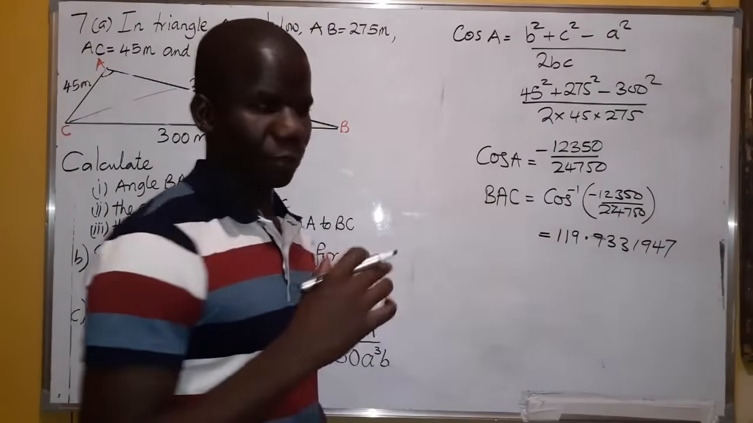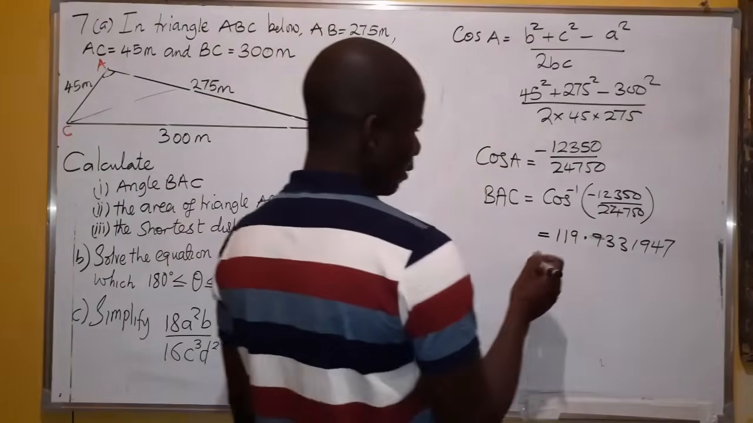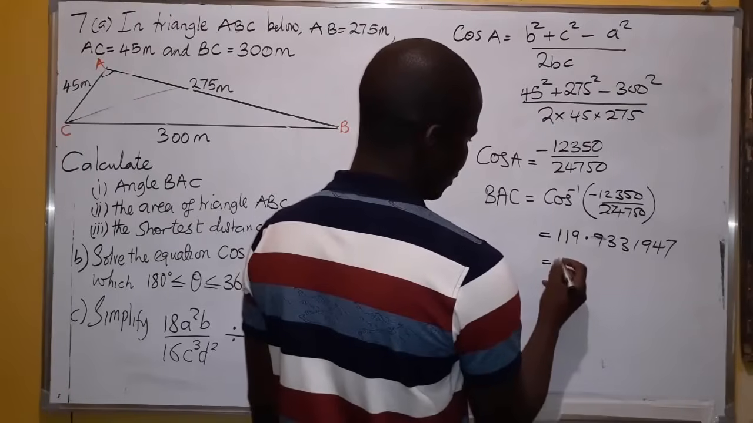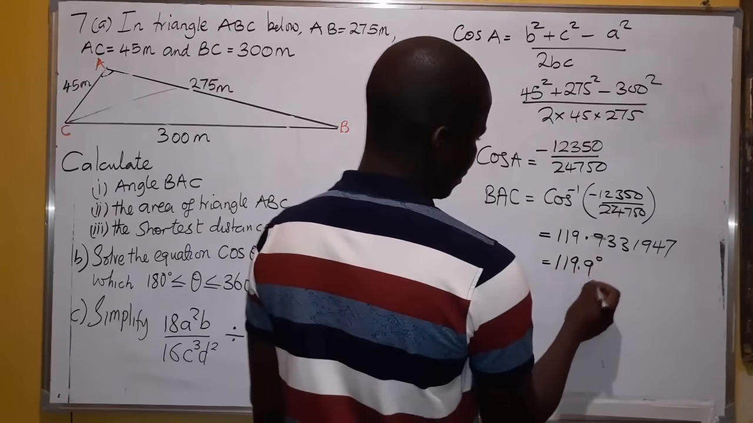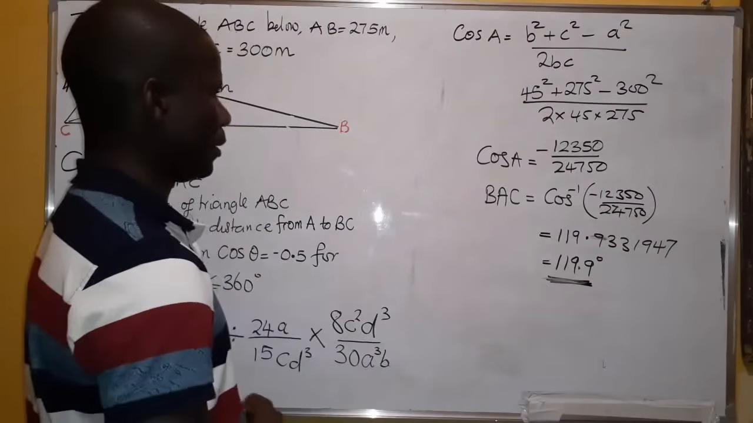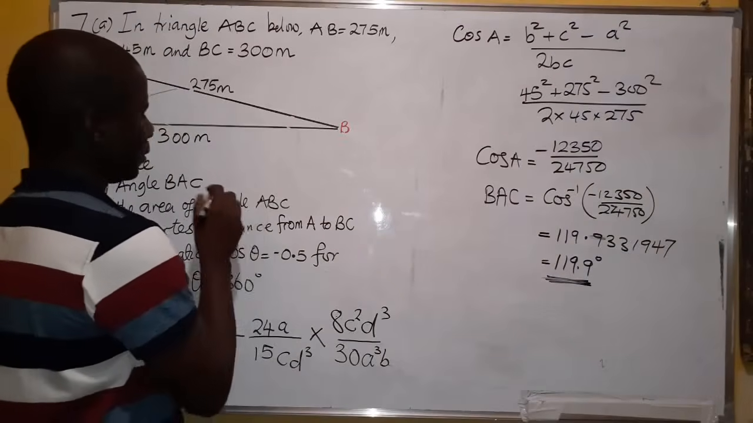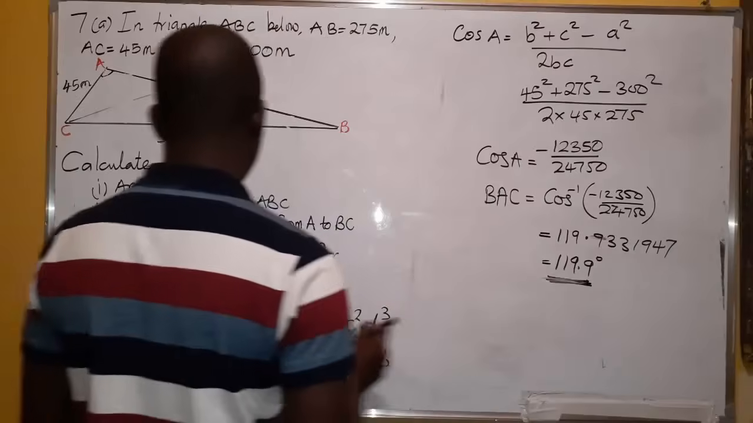But if you read the instructions on the cover of our exam, they say for angles we need to round them to 1 decimal point. So this is going to be 119.9. This is what is going to be our answer here. Take note of that. This is what we need to write as our answer.